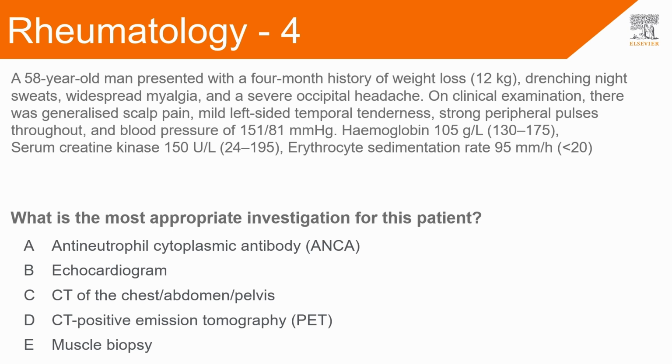And more importantly, the question is asking you what's the most appropriate investigation for this particular individual. So what do you think is the answer? Have a think. Is it A, ANCA, B, echocardiogram, C, CT, D, CT PET, or E, muscle biopsy? Which is the proper investigation for this gentleman who's got systemic symptoms, which include weight loss, night sweats, myalgia, headaches, and also scalp pain, temporal tenderness, etc., with deranged blood test results? Which one would you go for? I'll give you a couple more seconds to have a think before we reveal the answer.